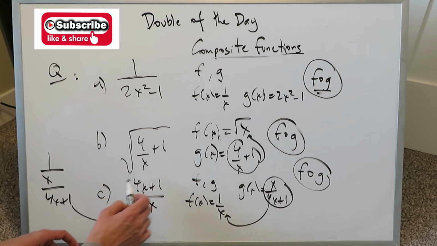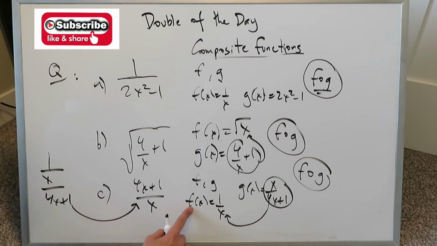So if supposedly this is your question, it is made up of two functions. f of x is 1 over x, g of x is x over 4x plus 1, and again in this instance you're looking at f of g of x, and that's how you would get this.